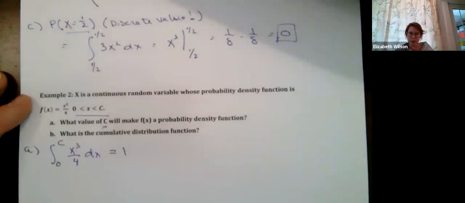I'm telling you, it has to be equal to 1. We're going to use this equals to help us solve for the C value, okay? Because the sum of it, all that area, has to sum up to 1. So let's go ahead and integrate.